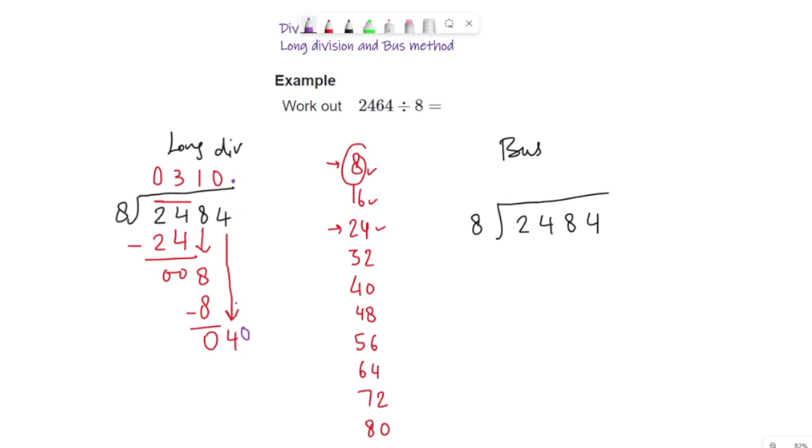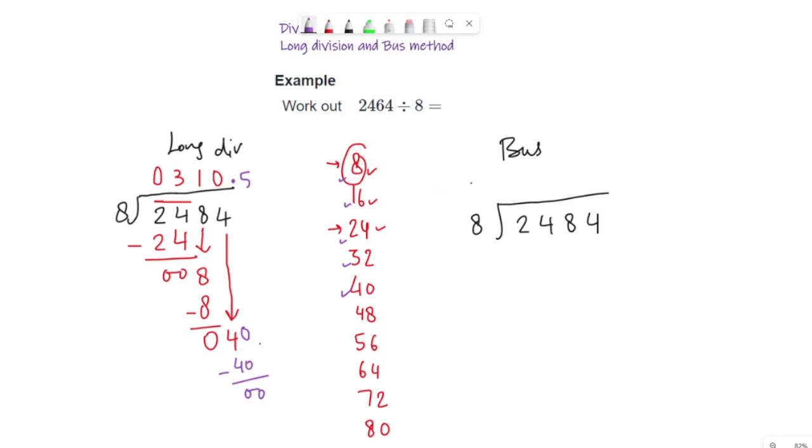So now 4 turned into 40, and we can divide it further. How many 8 gives you 40? 1, 2, 3, 4, 5. 5 8s make 40. Remainder is 0, nothing left, so that's the answer.